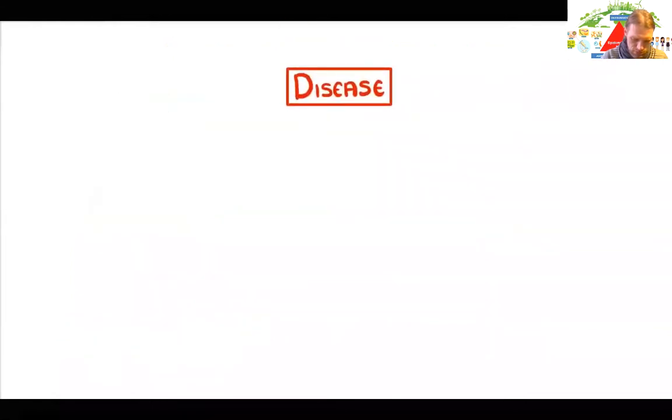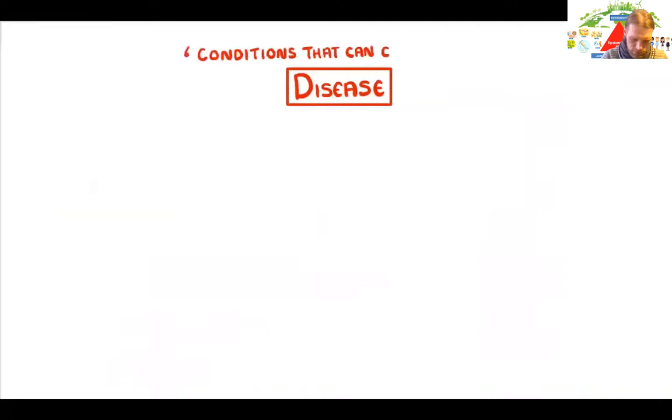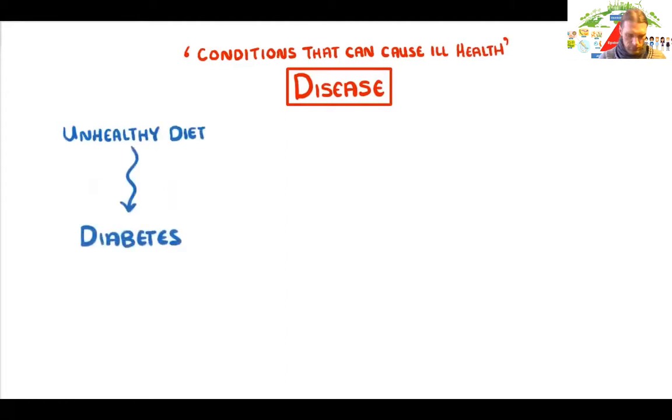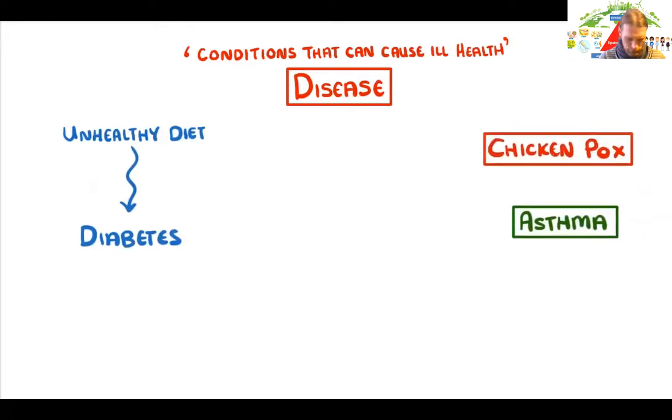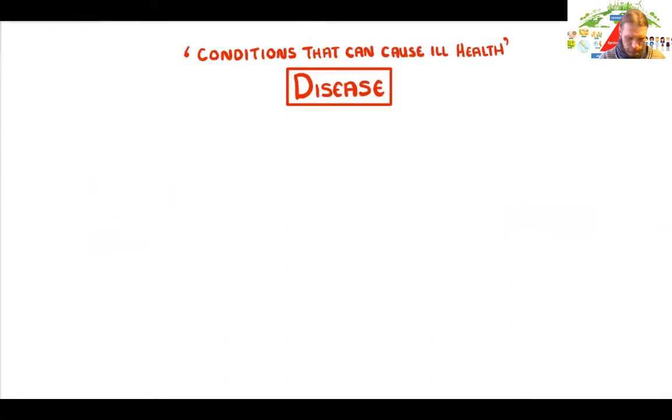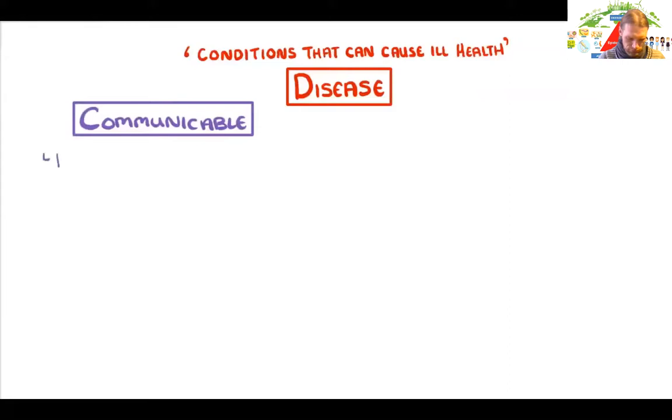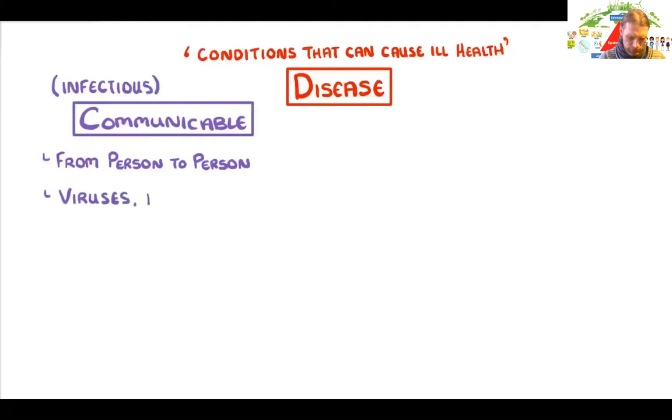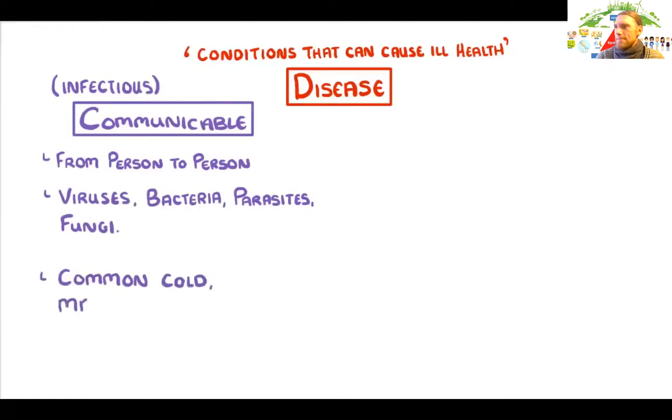Another important term to know is disease, which encompasses a large group of conditions that can cause ill health. Sometimes these diseases might be caused by the factors we just mentioned. For example, an unhealthy diet could lead to diabetes. However, other diseases like chickenpox or asthma might be completely unrelated to our lifestyle. We can generally split diseases into two groups. Communicable diseases are those that can spread from person to person, or between animals and people. We often call these infectious diseases, and they can be caused by things like viruses, bacteria, parasites, and fungi, which we'll cover in more detail in other videos. Examples of communicable diseases include the common cold, malaria, and meningitis.